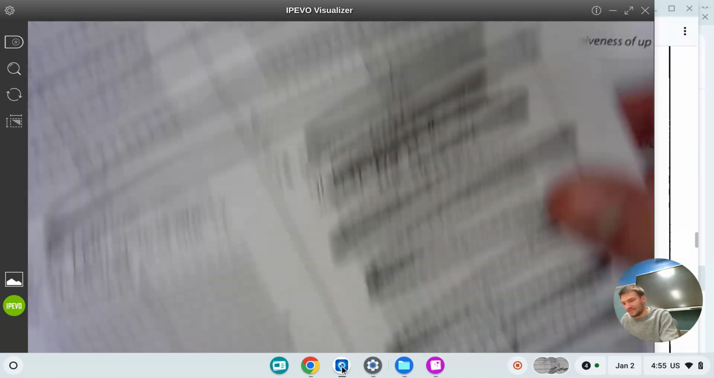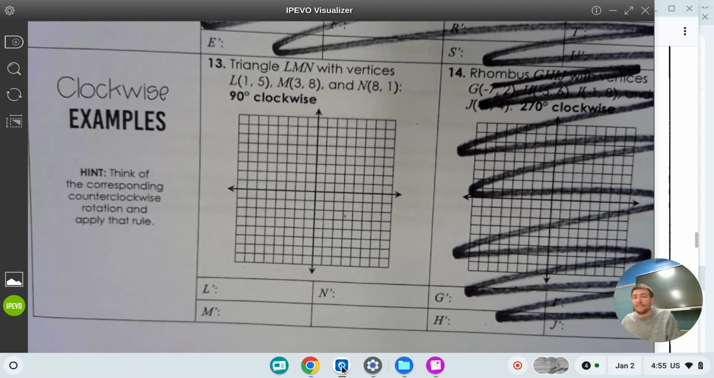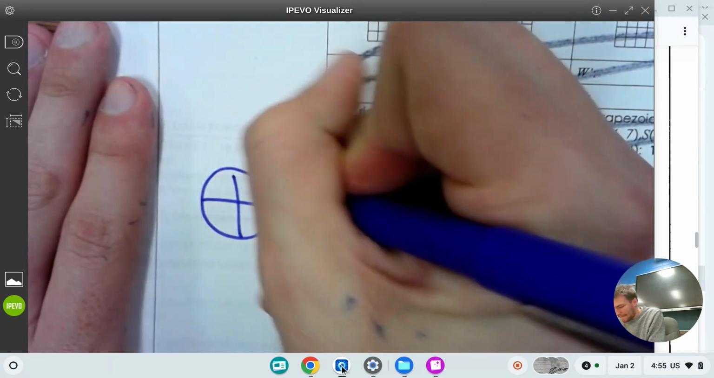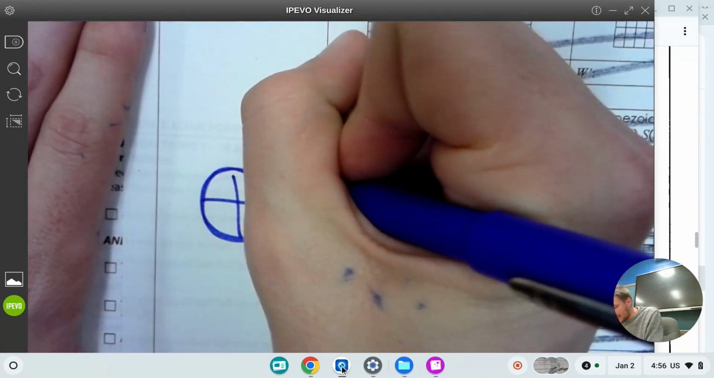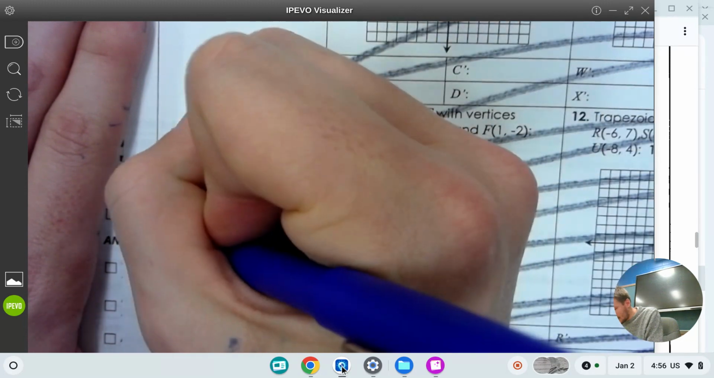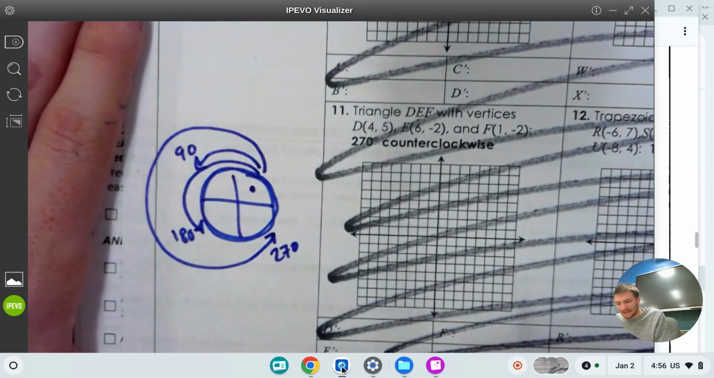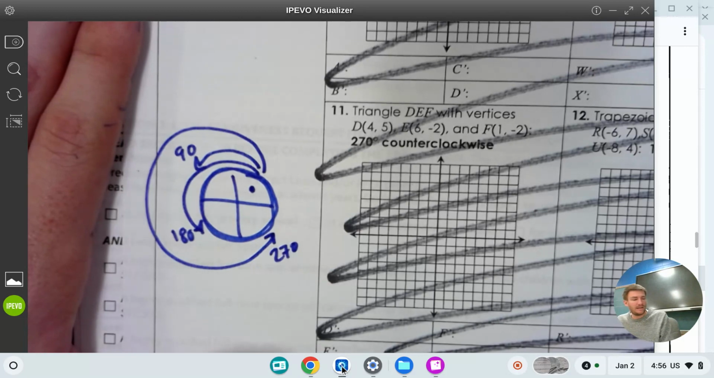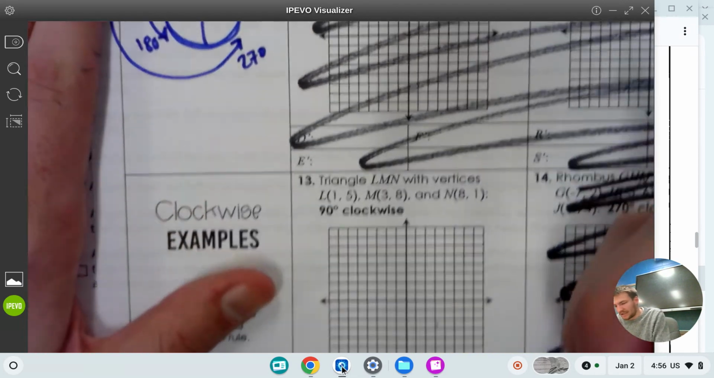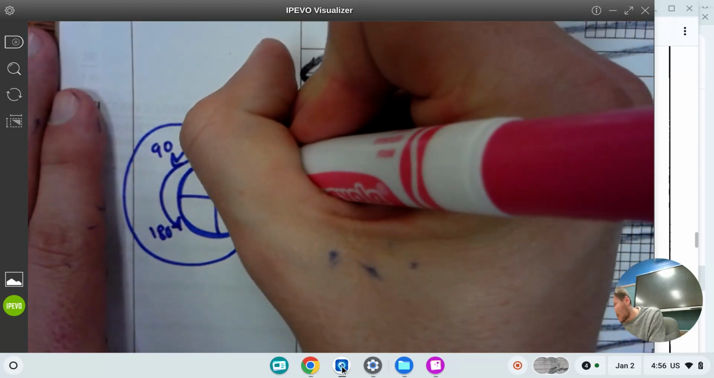This whole paper's crossed out, which is ridiculous. But we do have a clockwise example. Clockwise is the opposite of counterclockwise, okay? If you think about a clock, and if we normally start here and we say that this is 90 and that this is 180 and that this is 270 in the counterclockwise direction, then what is 90 in the clockwise direction? So that means instead of 1 to the left, I need to go 1 to the right.